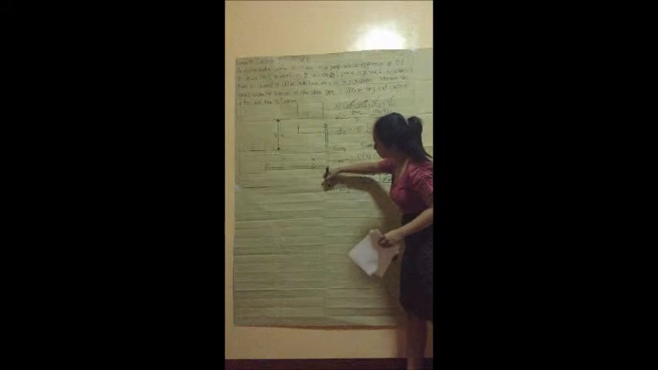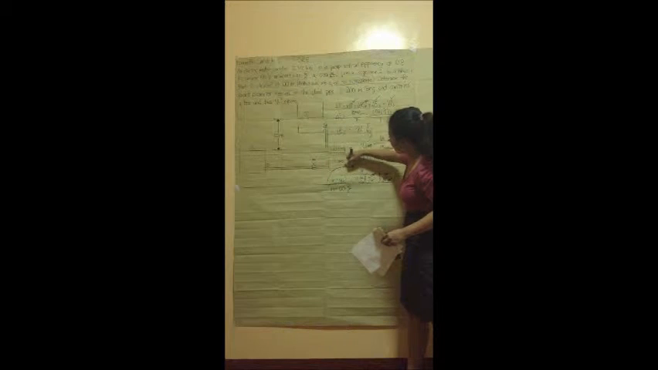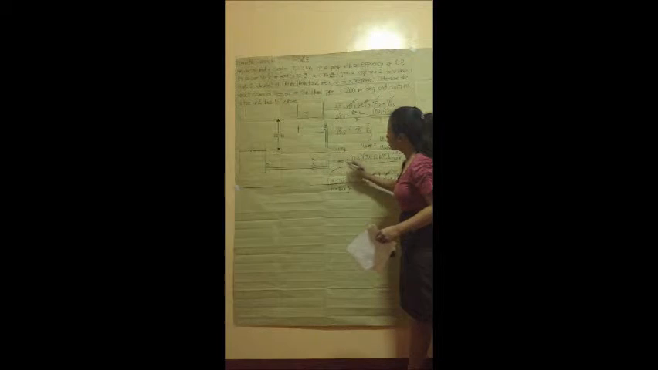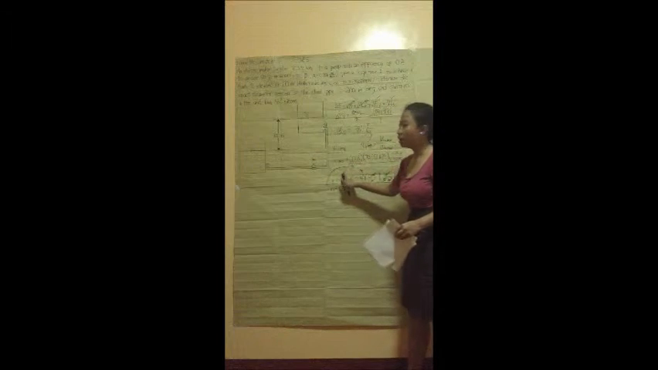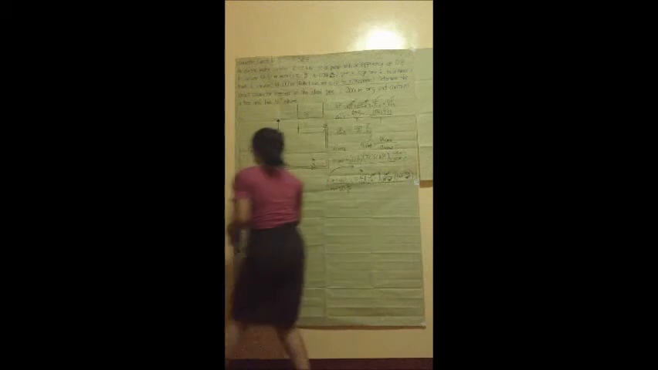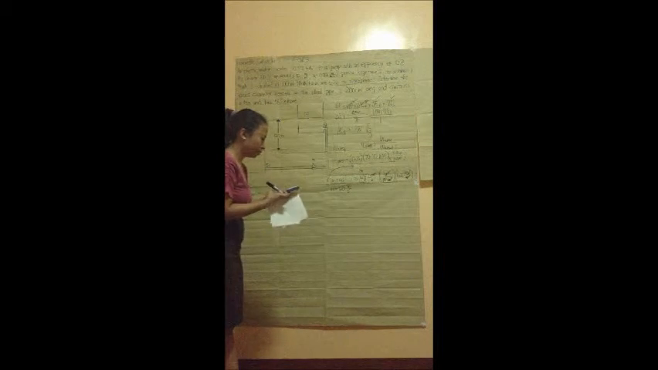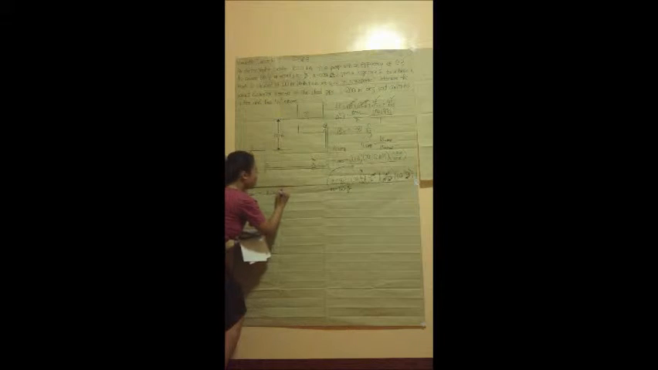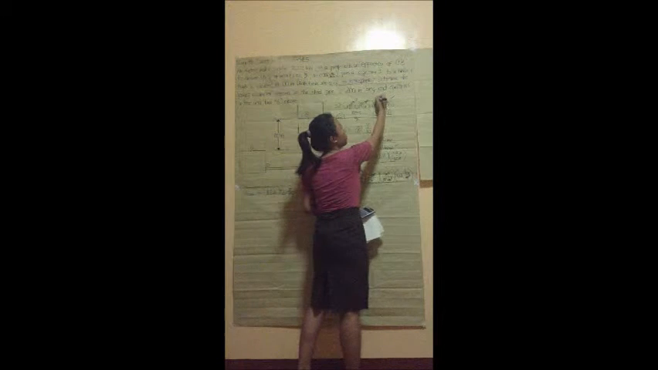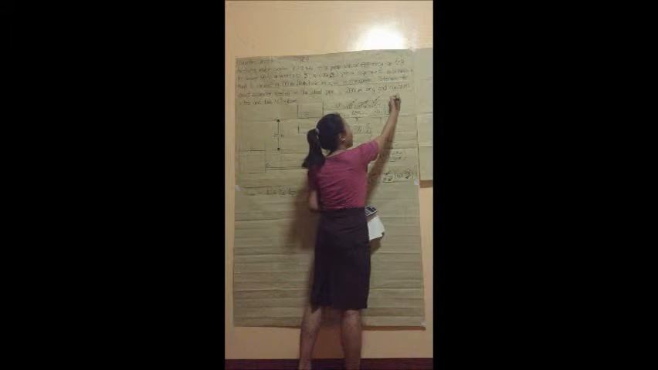Now we can substitute this value into this equation to get the value for the W ideal. So the W ideal will be 0.72 joules per kilogram. We have the value for the change in potential energy and the shaft work.